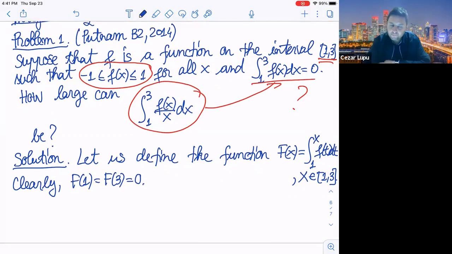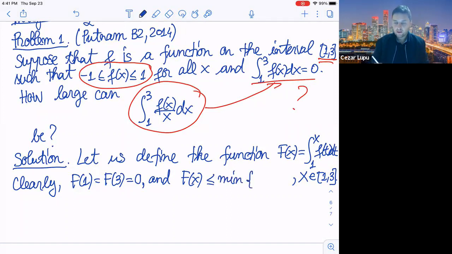All right, great. And moreover, we can make the following crucial observation, that F(x) is less or equal than the minimum between x minus 1 and 3 minus x. And this will be a crucial observation because I would like to use this. Well, that's pretty much clear.